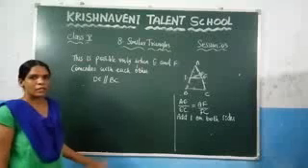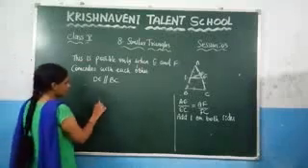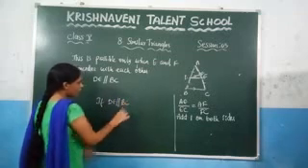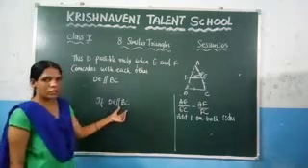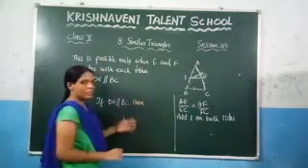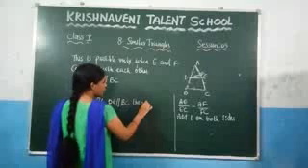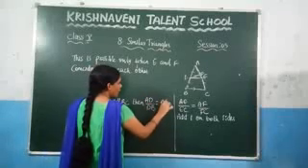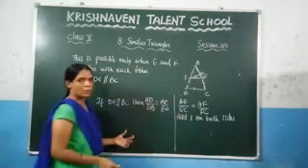So what does the basic proportionality theorem say? If DE is parallel to BC, that means if one line is drawn parallel to the third side of the triangle, then we can say that the other two sides are divided in the same ratio. So we can say that here AD by DB is equal to AE by EC. This is the basic proportionality theorem.